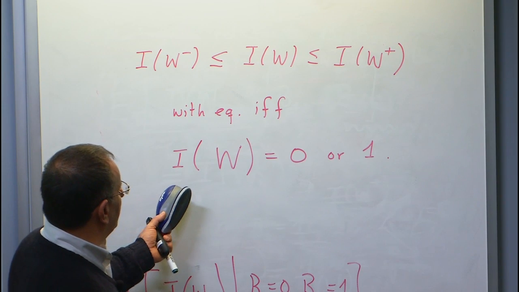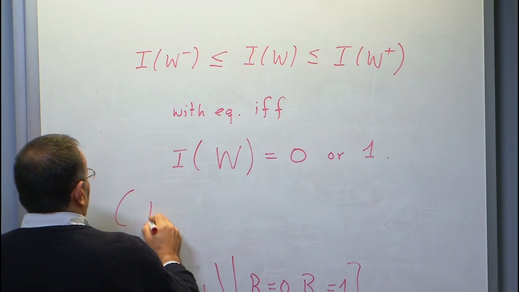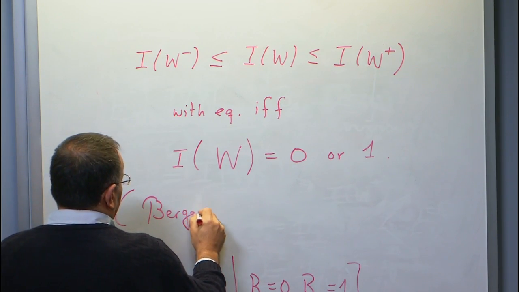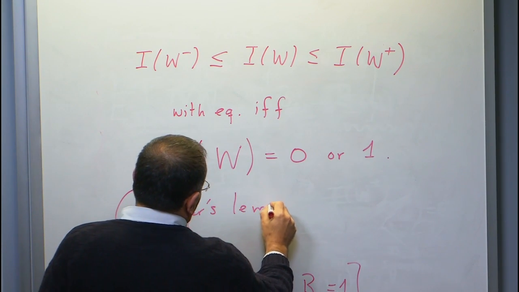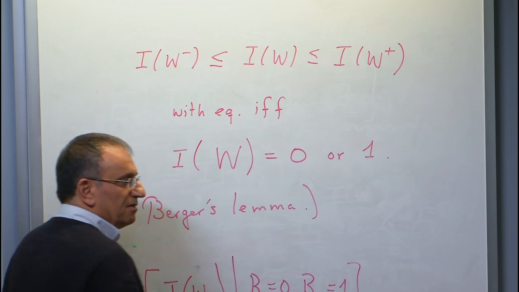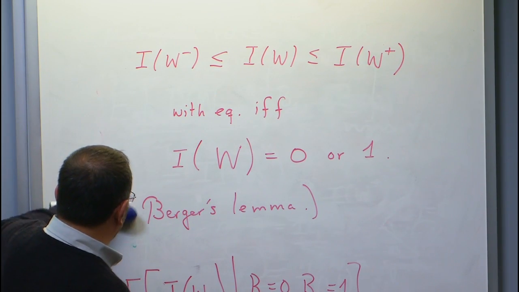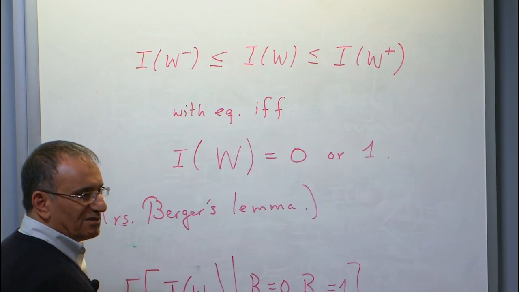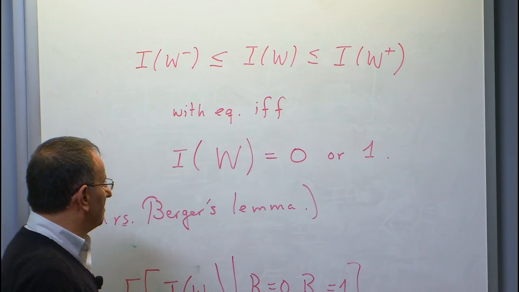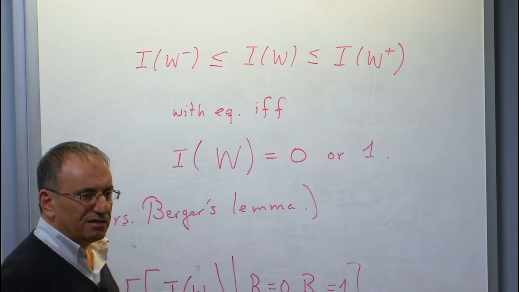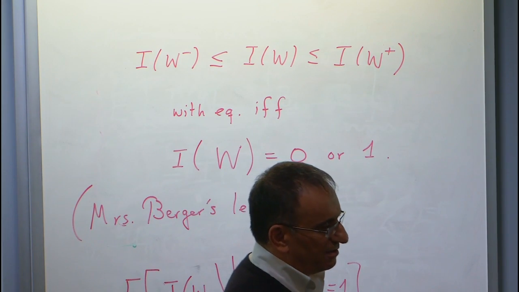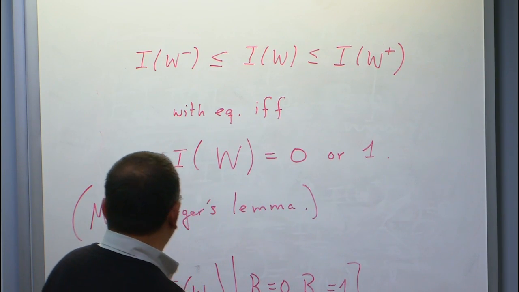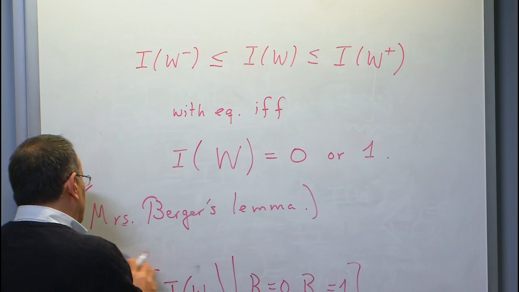This one is by Mrs. Gerber's lemma. That's sufficient to prove this. But it can be proven otherwise. In fact, I did it using the Bhattacharyya distance. So the Z parameter for a channel, but it can be done. It can be done in many ways.